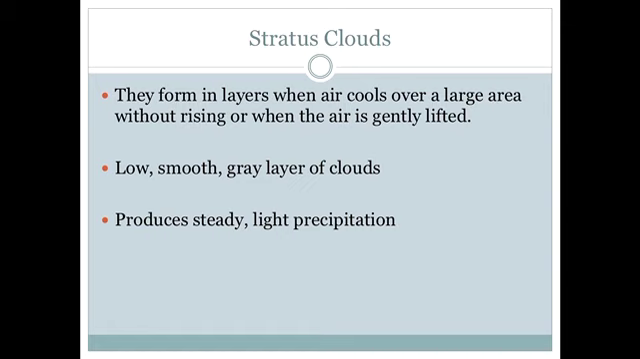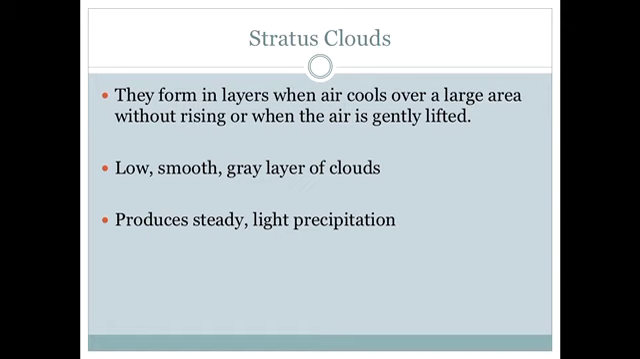Stratus clouds. They form in layers when air cools over a large area without rising, or when the air is gently lifted. These are low, smooth, gray layers of clouds. They produce steady, light precipitation. So, let's think back to some of those days that we've had in the past that are just cloudy. The clouds are kind of low altitude, and you have steady rain all day long, but no big downpours. It's just steady, constant rain. Well, those types of clouds produce that.